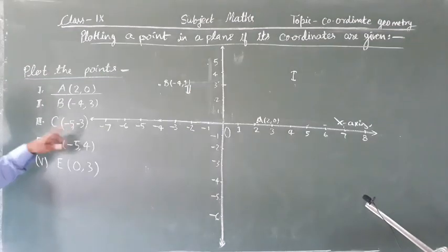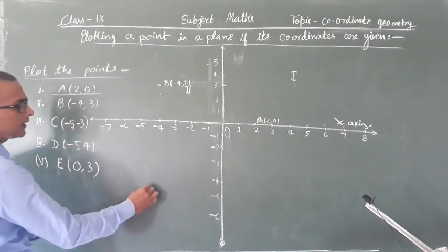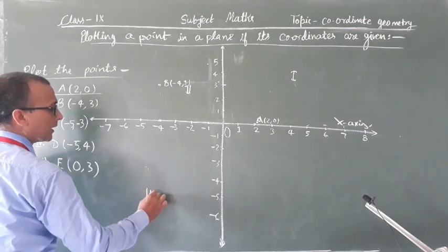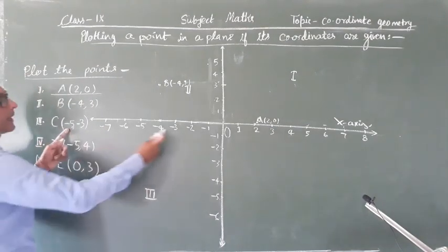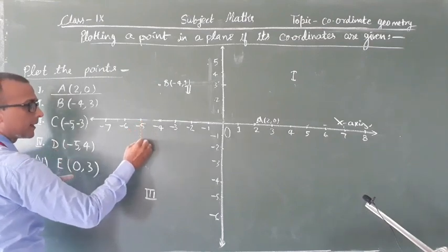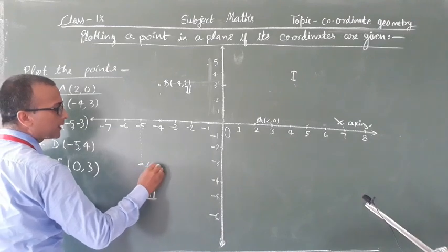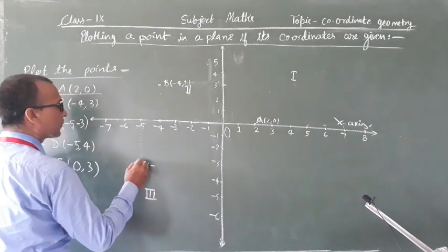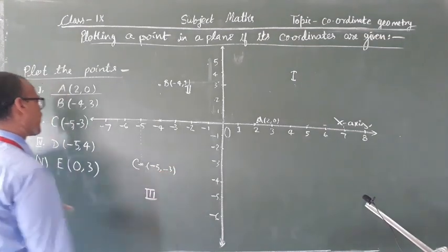Third is (-5, -3). Both are negative, so it will come in the third quadrant. -5 units on the x-axis, it is here, and -3 units in the downward direction, it is here. And this point is point C, (-5, -3).